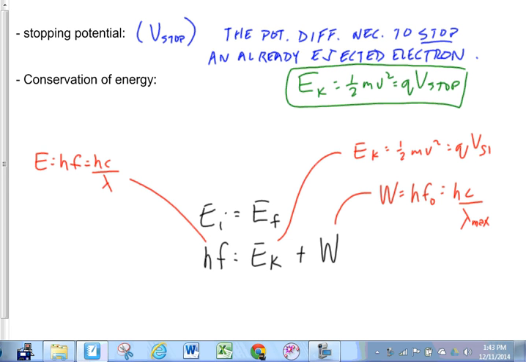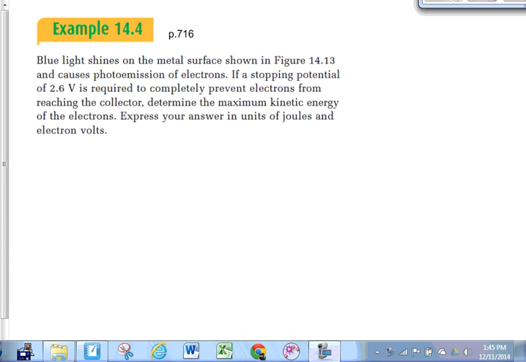What you see up on the board there right now is mathematically everything you need to know about the photoelectric effect. There's the main equation, hf is equal to E_k max plus W, which ironically does not appear on your data sheet. And then there's the ones that kind of go along with it, the ones in red, the easier ones that do appear on your data sheet. I've got 3 examples that I want to go through with you here today. Here's the first one, 14.4 on page 716.